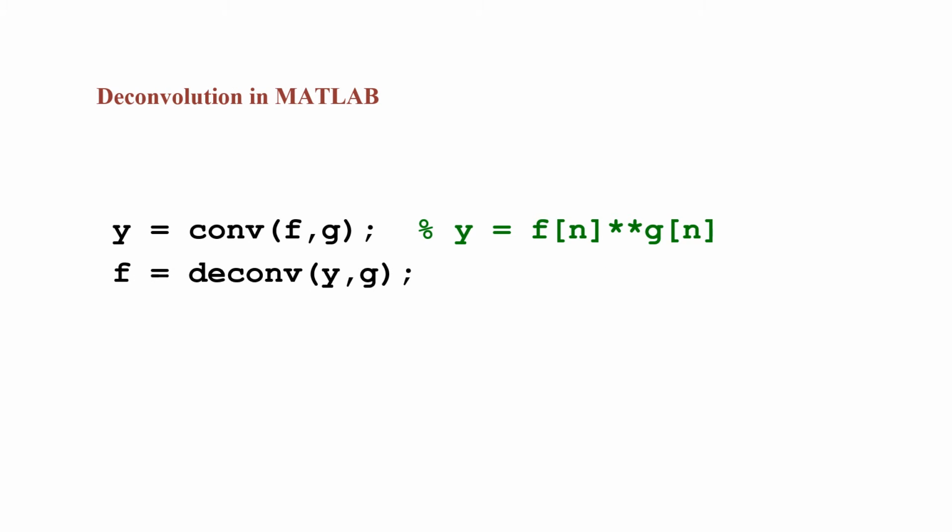Deconvolution in MATLAB is obtained using the deconv function. As an example here, we have y equal to the convolution between f and g. To obtain f again from y, we can deconvolve g from y. So that will give us f. That means y is equal to f convolved with g. To extract f from y, we can use deconvolution between y and g.